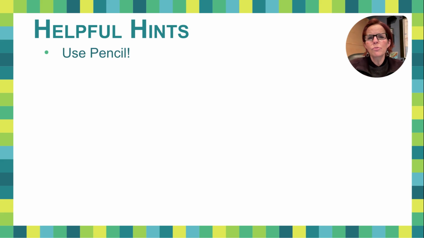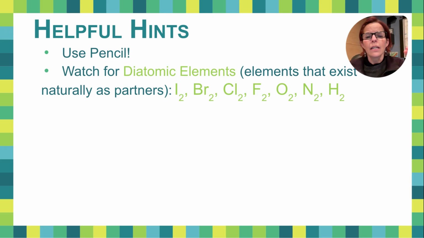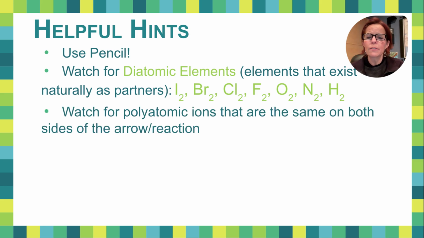So first of all, always use a pencil. Many, many times you will end up erasing and trying it again. And I do that all the time as well. So, don't feel bad if you're erasing a lot. Watch for the diatomic elements. So if it says iodine plus bromine makes something else, make sure it's I2 plus Br2. So don't forget your diatomic elements.